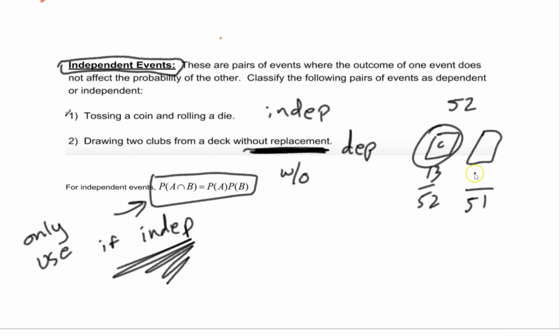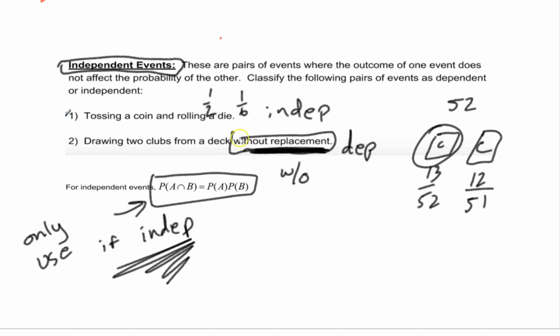And actually, there's only 12 clubs left. Right? So that's dependent. What I did in the first turn affected what I did in the second turn. Compared to this one where I toss a coin, I have a 1 in 2 chance of getting heads or tails. Rolling a die doesn't matter, it's a 1 in 6. It's totally different odds. So that's the difference between independent and dependent.